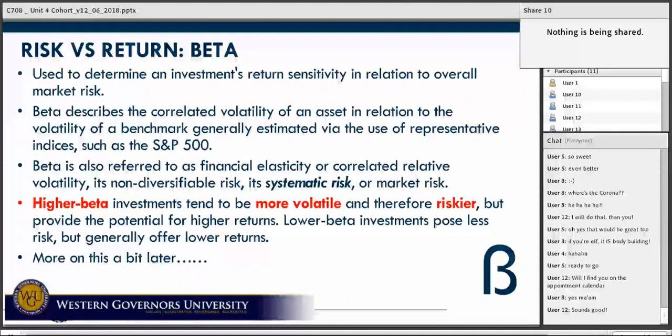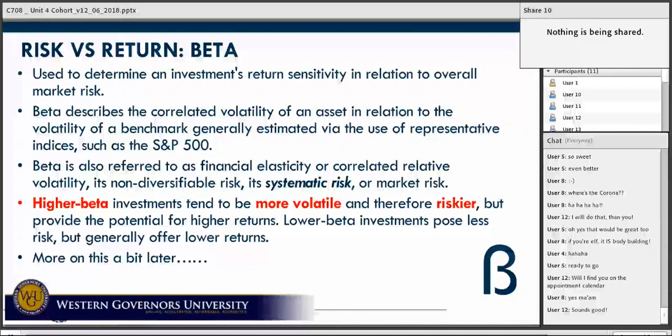So we measure risk versus return using a statistic called beta. It determines an investment's return sensitivity in relation to the overall market. Now, you will not need to calculate beta. I just want to be clear on this. It describes the correlated volatility of an asset, let's say a share of stock, in relation to the volatility of a benchmark, generally estimated via the use of a representative index.